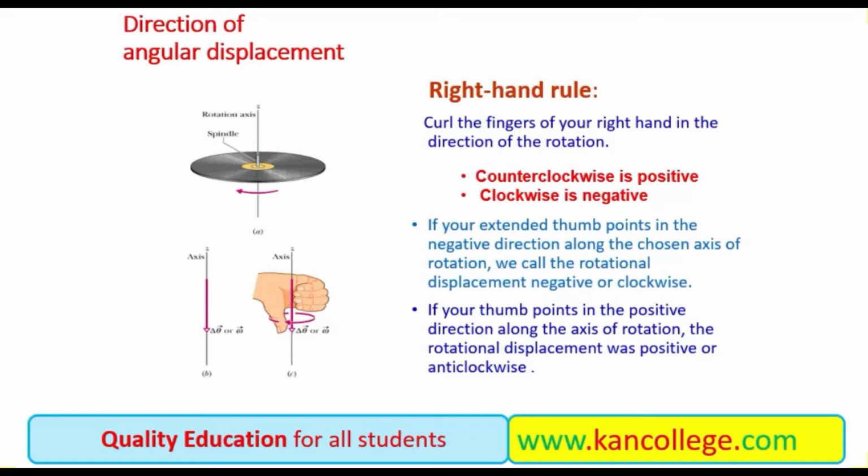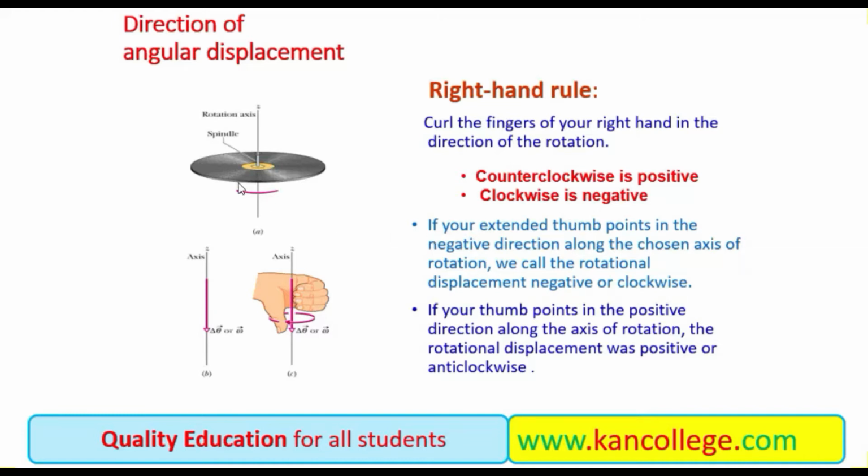As angular displacement is a vector quantity, it has a direction, and its direction is given by the right hand rule. What is the right hand rule? According to the right hand rule, curl the fingers of your right hand in the direction of rotation. If the direction of rotation is counterclockwise, then it is taken as positive, and if the direction of rotation is clockwise, then it is taken as negative.